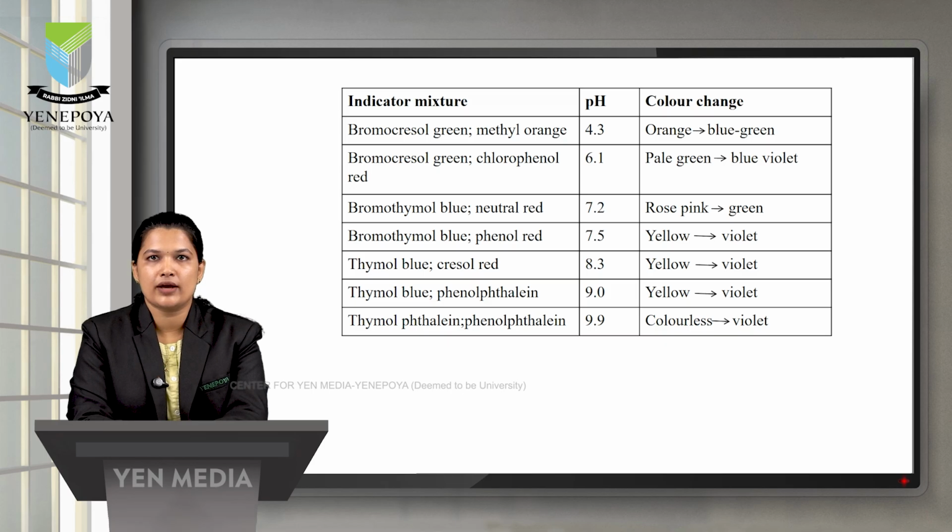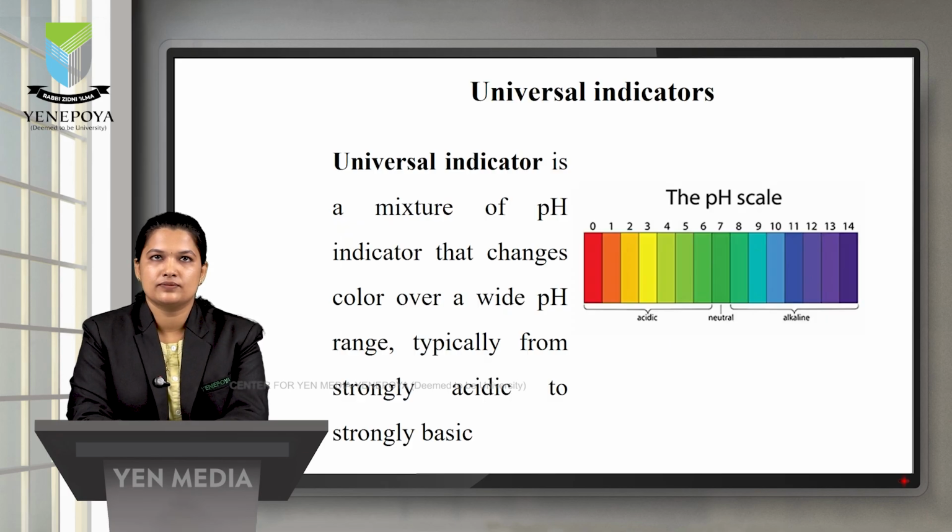Bromothymol blue and phenol red, with a pH of 7.5, where the color changes from yellow to violet. Bromothymol blue and cresol red, with a pH of 8.3, where the color changes from yellow to violet. Bromothymol blue and phenolphthalein, with a pH range of 9, where the color changes from yellow to violet. Thymolphthalein and phenolphthalein, with a pH range of 9.9, where the color changes from colorless to violet. The universal indicators are a mixture of pH indicators that change color over a wide pH range, typically from strong acid to strong base.